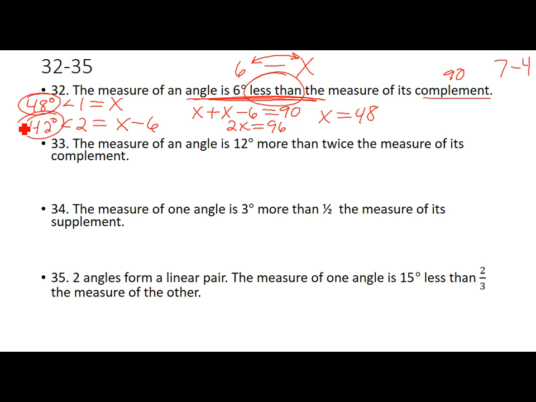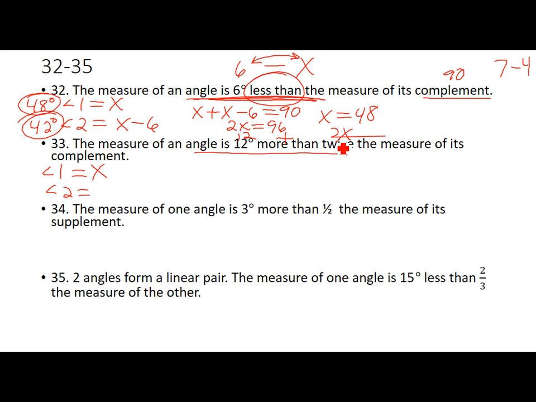Next one. The measure of an angle is 12 more, and so on. It's the same thing. I'm going to start off this way. Angle 1, angle 2. What are we going to let angle 1 be? X. 12 more than twice the measure of its complement. So how am I going to write that? 12 more than means plus twice the other angle, which is 2x, if my pen would write.